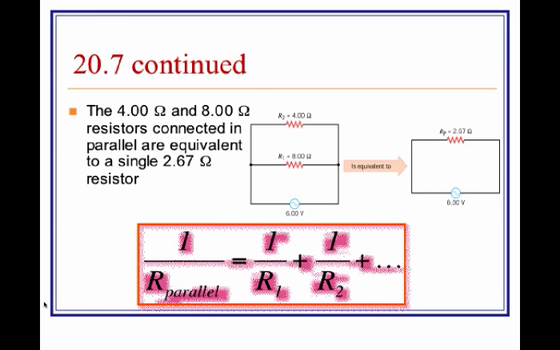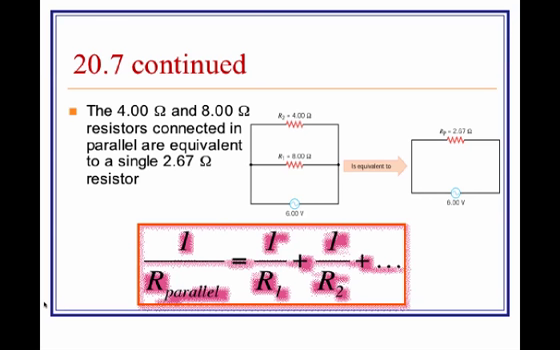So here we have a sample idea. We have 2 resistors connected in parallel to some power source. The equivalent resistance is equal to 1 over the first resistor plus 1 over the second resistor, and that's actually equal to 1 over the equivalent resistance.